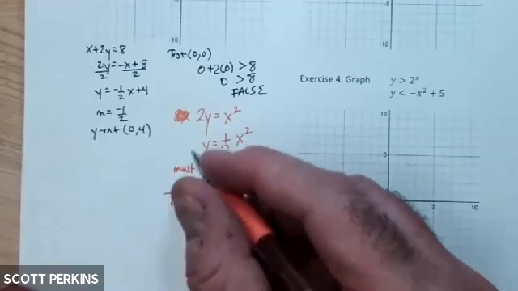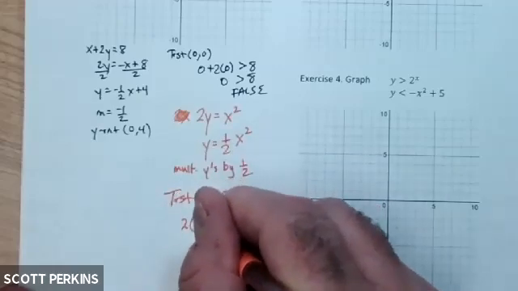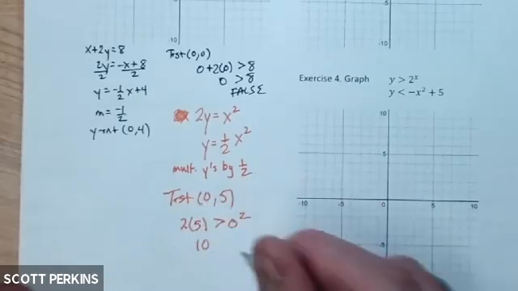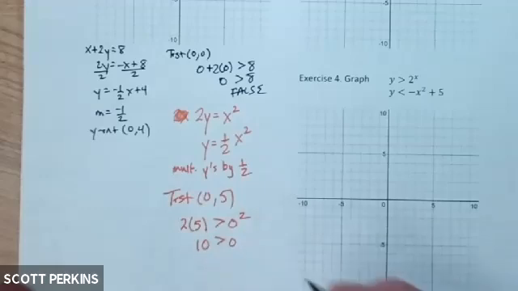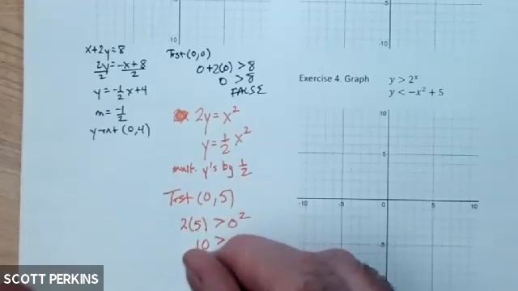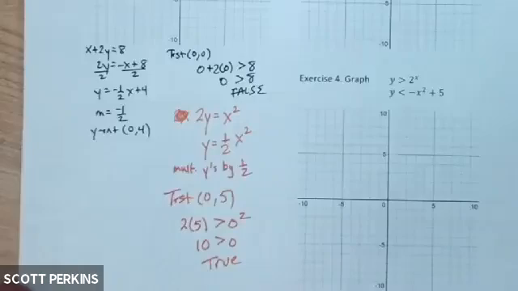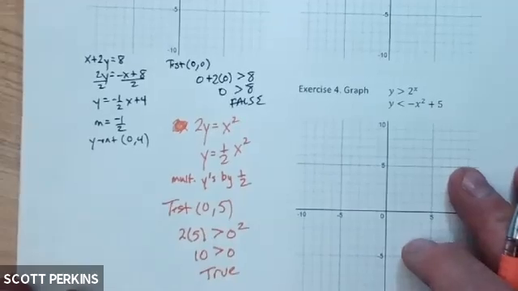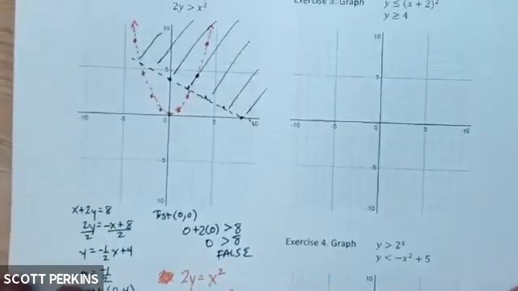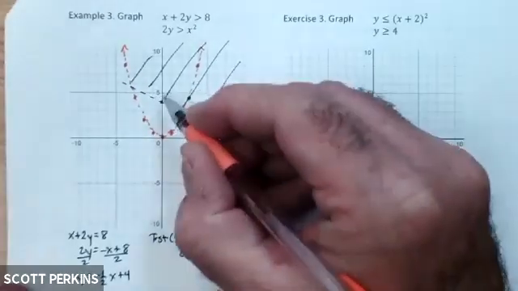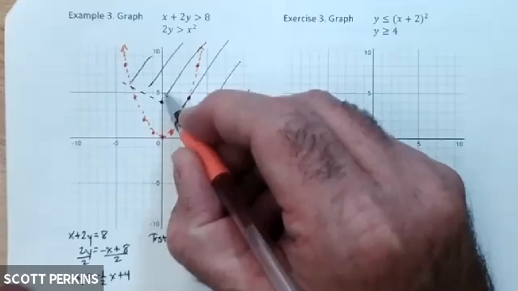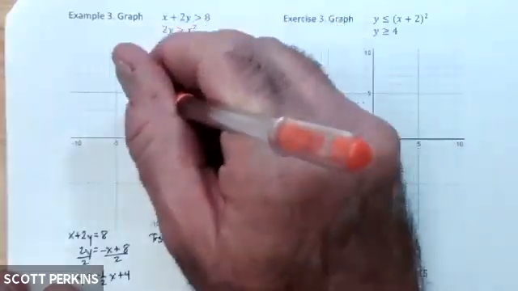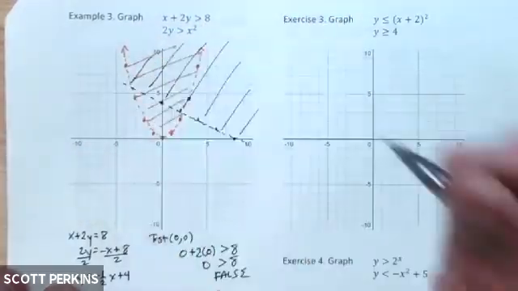So when I do that, 2 times 5 is greater than 0 squared. 2 times 5 is 10, which is greater than 0. That is true. 10 is greater than 0 every time. So since I got a true statement for my test point, I'm going to slide back up to the graph. My test point was 0, 5 where the tip of the pen is. We got a true statement, so I'm going to shade this way, inside the parabola.